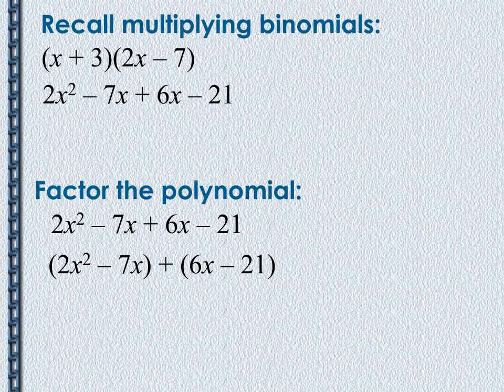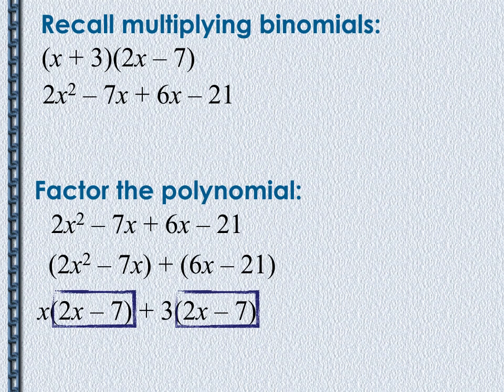We can factor out a common factor from both groups. So we'll take out an x from the first group and a 3 from the second group. Now notice you have a 2x minus 7 factor that is common. We will take that out and rewrite our polynomial as 2x minus 7 times x plus 3. And that makes sense because it matches what we had at the top of the page.